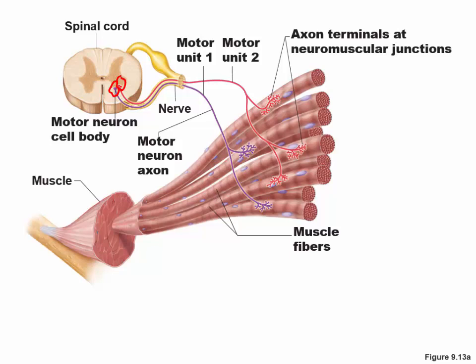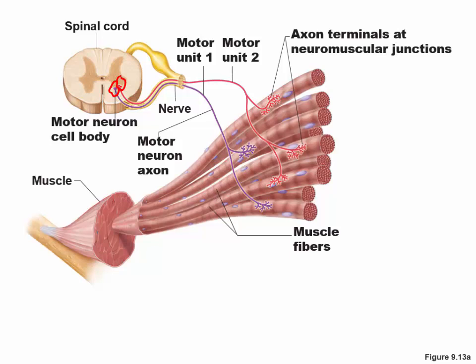If you notice, a motor unit, remember, is one neuron and all the muscle cells it stimulates. So how many muscle cells does motor unit number 1 stimulate? 2. Yeah, 2. See, 1, 2. Just 2. How about motor unit 2? 3. 1, 2, 3. So motor units can stimulate a few or a lot of muscle cells.